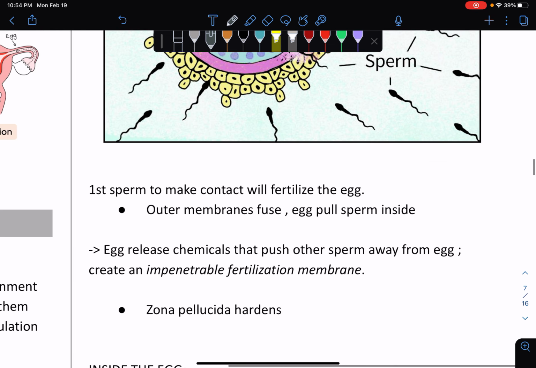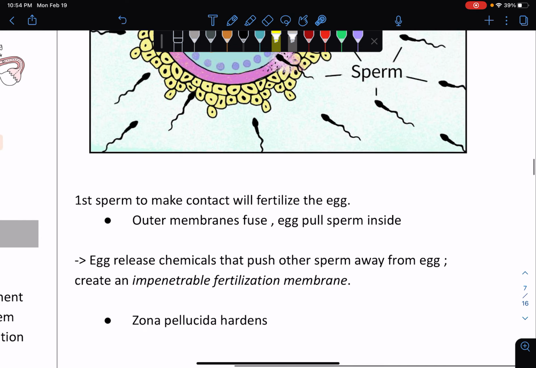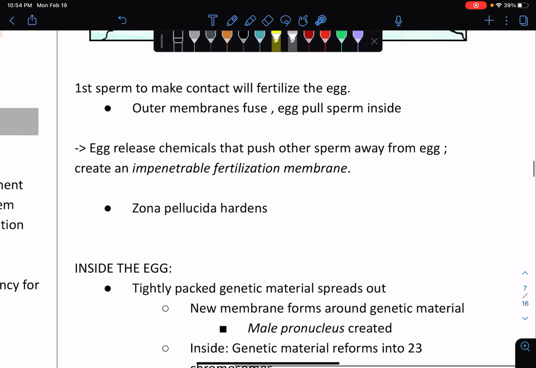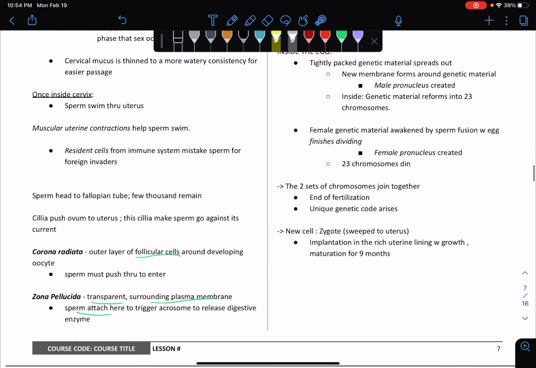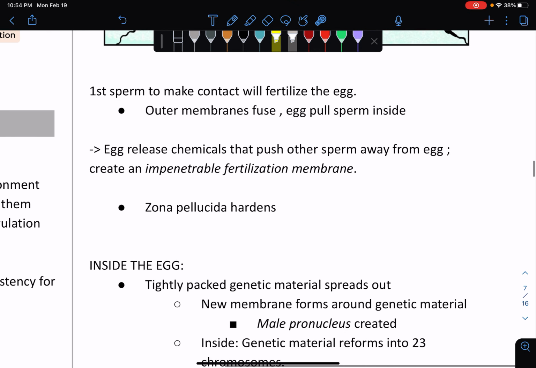So the first sperm to make contact will fertilize the egg, and the outer membranes fuse. This is what happens, and the egg pulls the sperm inside. As a result, the egg releases chemicals that push the other sperm away from the egg. And as much as the other sperm cells intend to go through, it's no longer possible because of the impenetrable fertilization membrane that is produced. And so the zona pellucida hardens. What used to be transparent and easy to go through is now hardened.